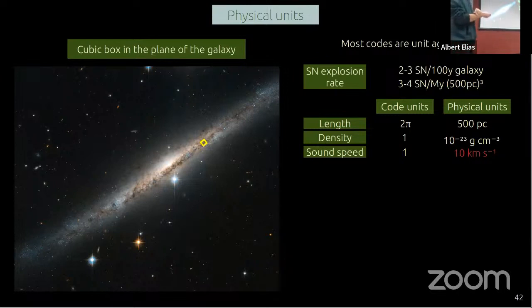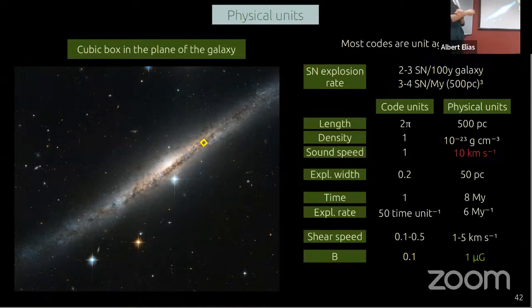And once you've put some units into the game, then you can derive a lot of other units. Just to give you a reason, these 2-3 supernova explosions per 100 years per galaxy can be translated into more or less 1 to 5 supernova explosions per mega year per 500 parsecs cubed, which is a bit weird. And putting these into the equations, we got an explosion frequency rate of 6, which is more or less the same order. And using this, we got a magnetic field of the order of the galactic field.